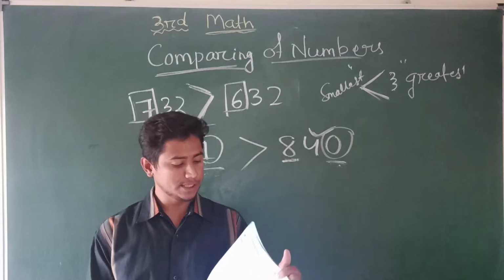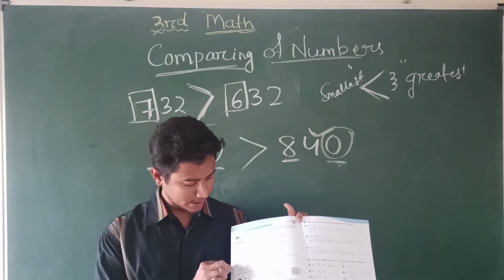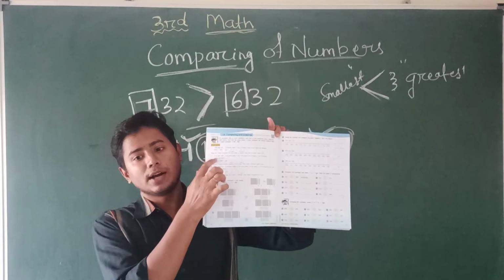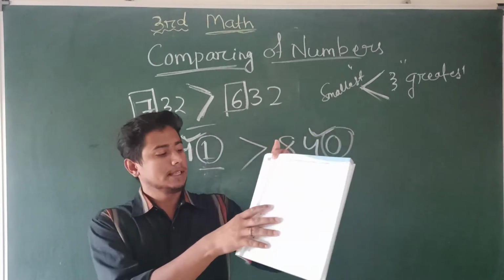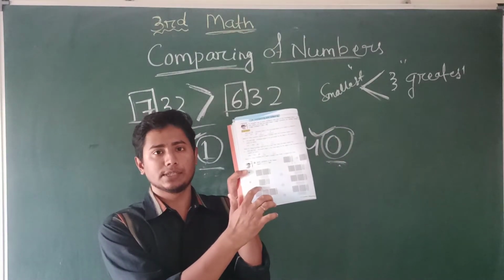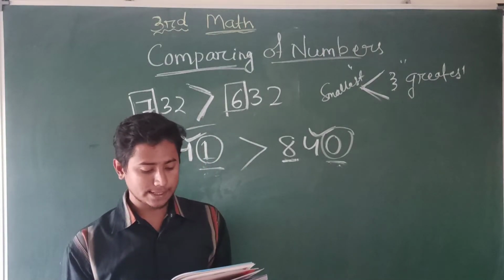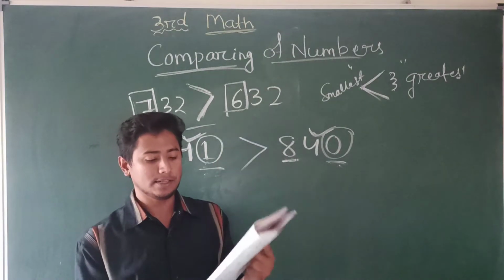So here some examples are given in the book: 1, 2, 3. You can find them out. Here you can see some examples. Now move to this question. What is written there? Write the numbers in the boxes. Insert the same, less than or greater than symbol.